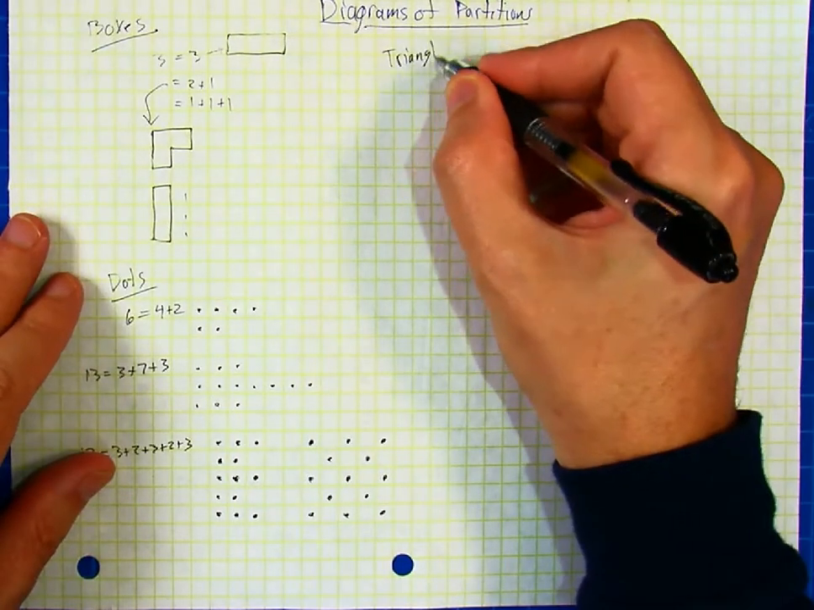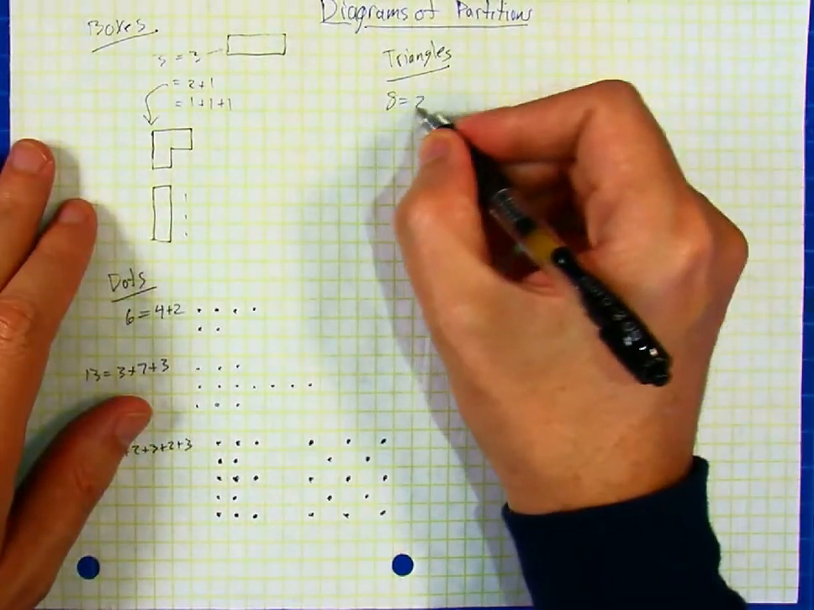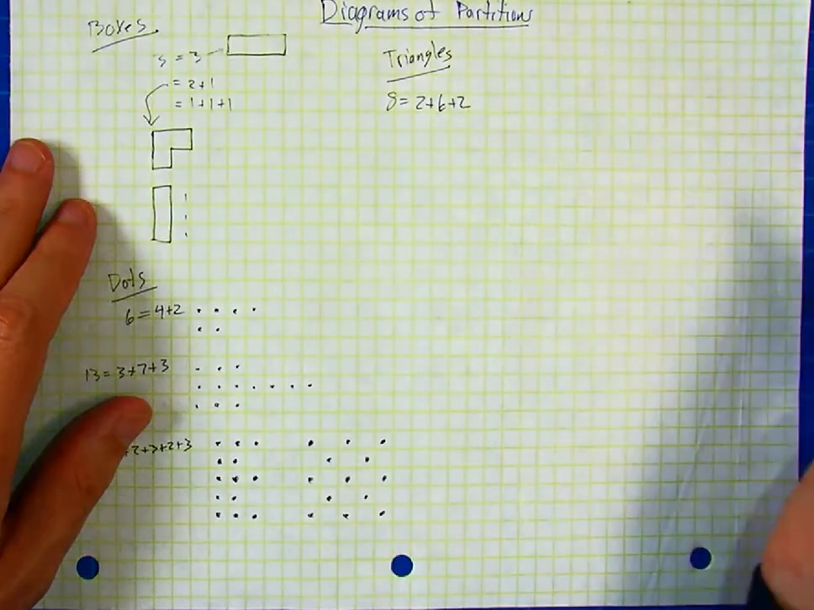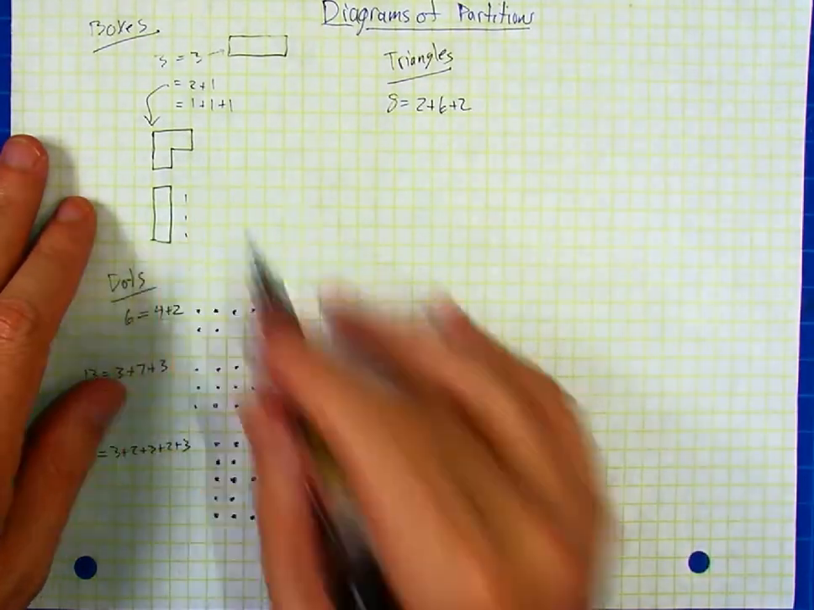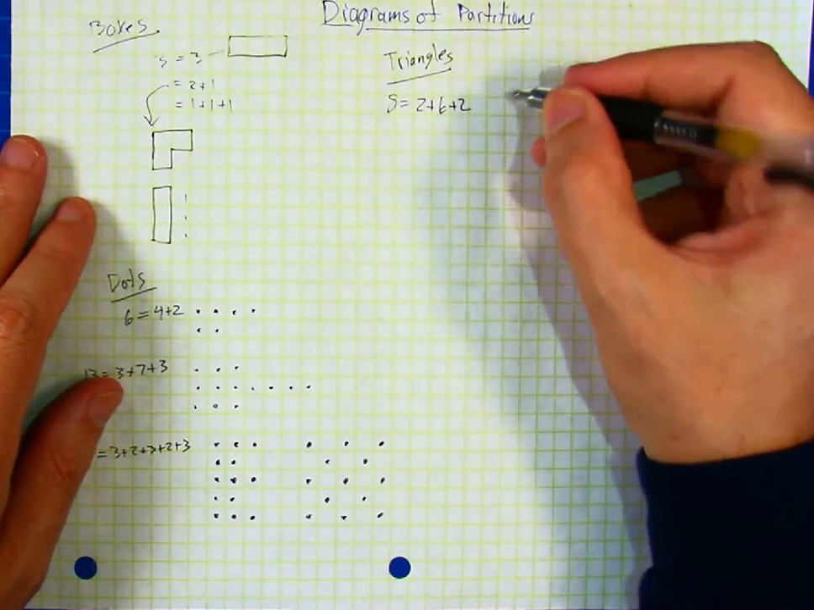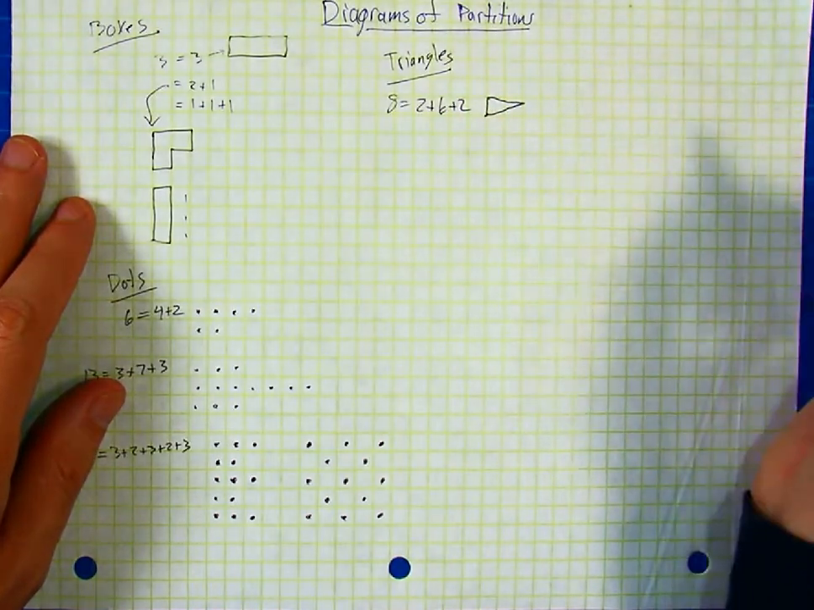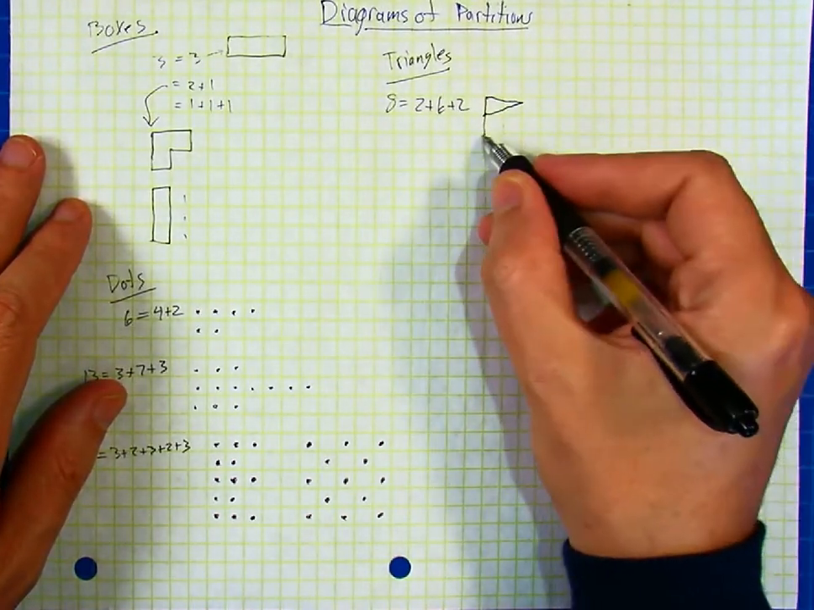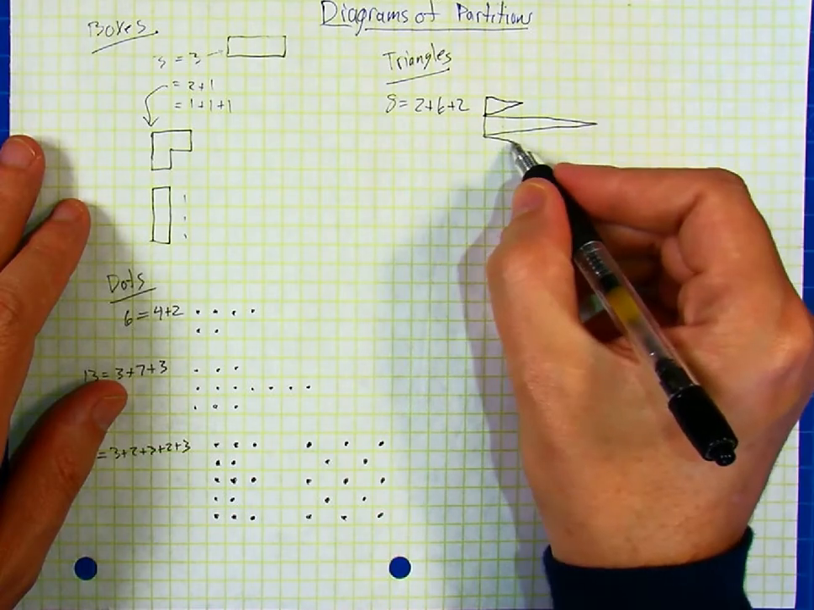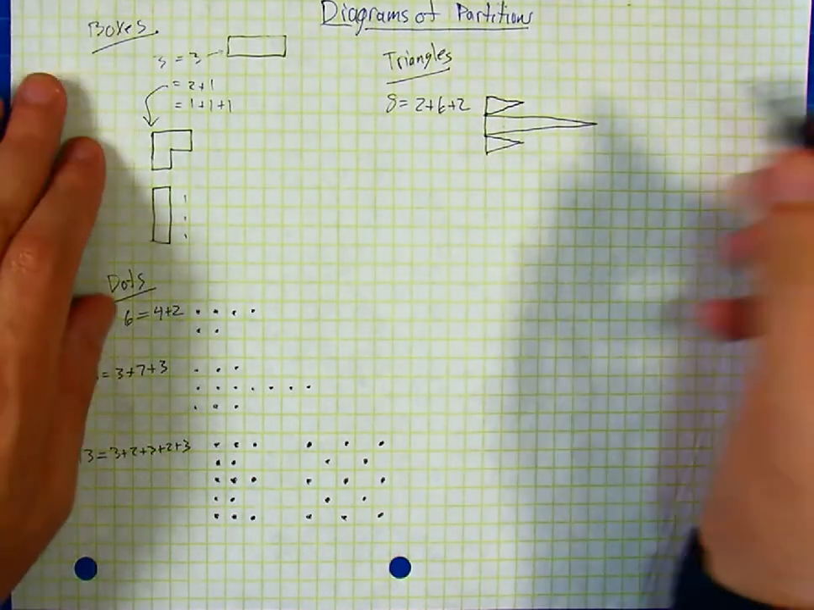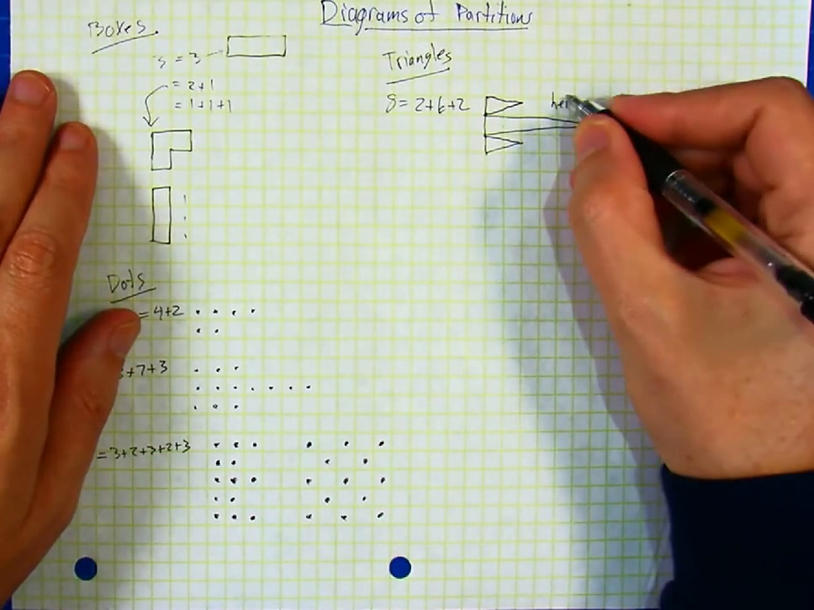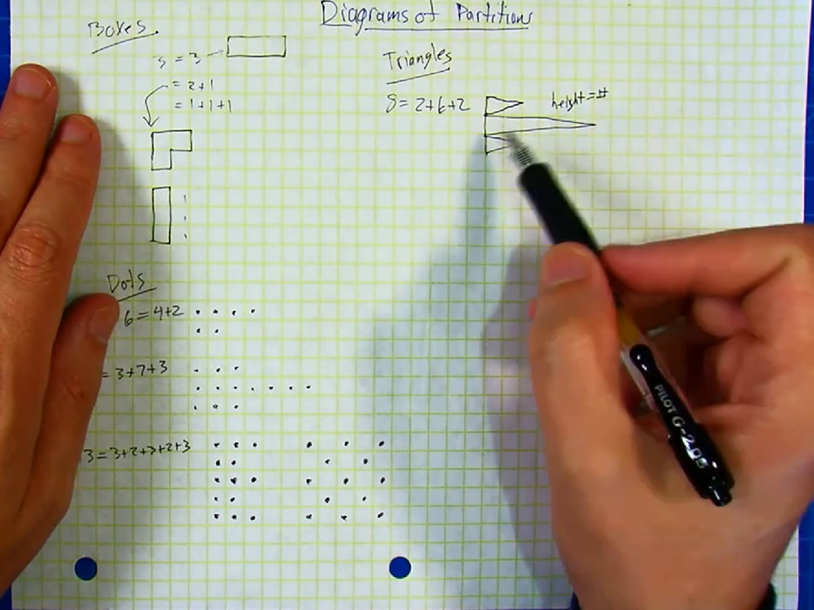How about we use triangles? 8 is 2 plus 6 plus 2. So if we follow the pattern that we established over here, the first one we could do an isosceles triangle with a height of 2, followed by an isosceles triangle with a height of 6, followed by a triangle with a height of 2. But we don't need to limit ourselves to triangles like this. The height here means horizontal distance, but we don't have to use that.